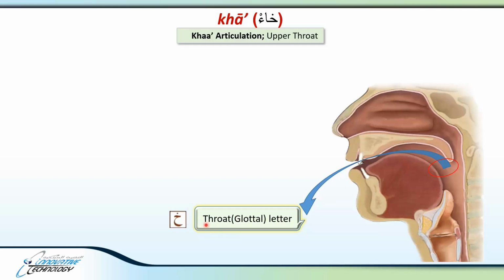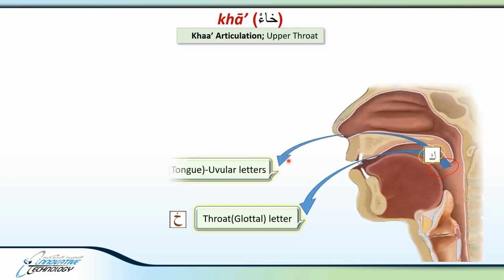Now, just above and in front of the Kha articulation point is the Qaf articulation point. It is a lingual uvular letter. This is the uvula, and this is the tongue, and the Qaf actually happens by moving the tongue up towards the front part of the uvula. That's why we call it a lingual uvular letter, lingual meaning tongue. Qaf, Qaf. Let's try to pronounce them.